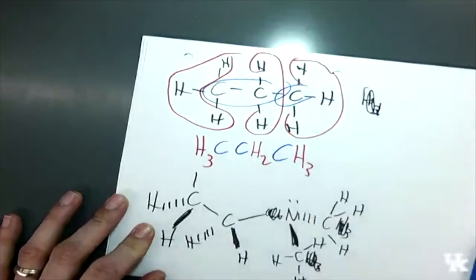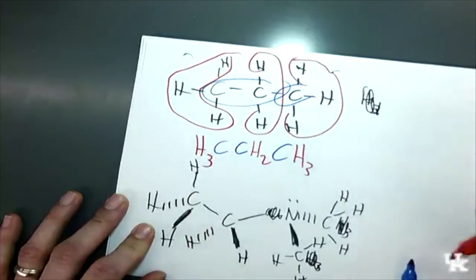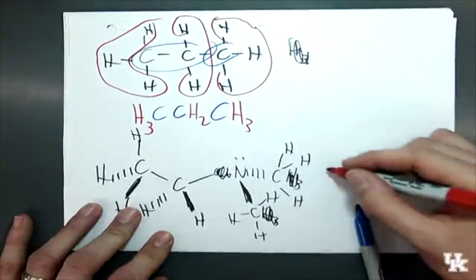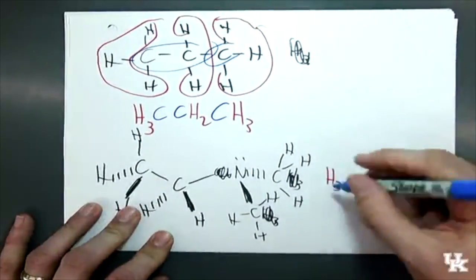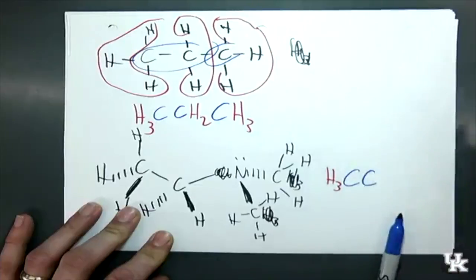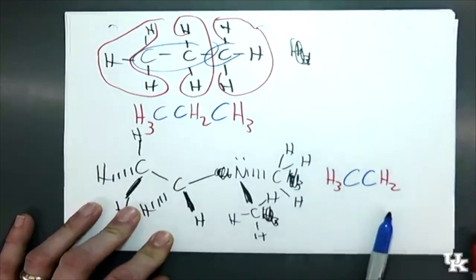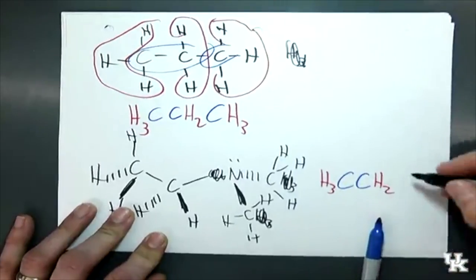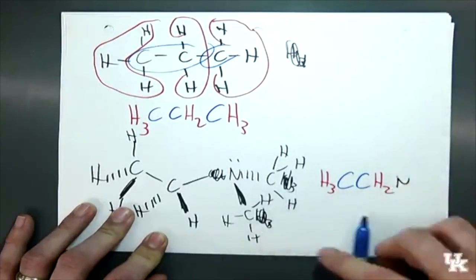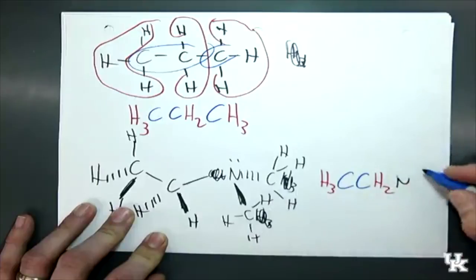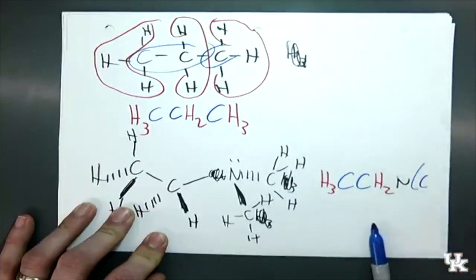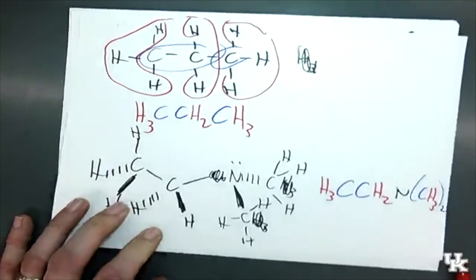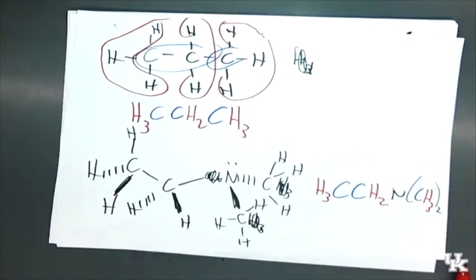let's see, what do we have first? We have, didn't draw my hydrogen. We have H3C, H2. I'll use the black one for the nitrogen, and CH3, 2. Okay, does everybody see how that comes about logically from the same idea?